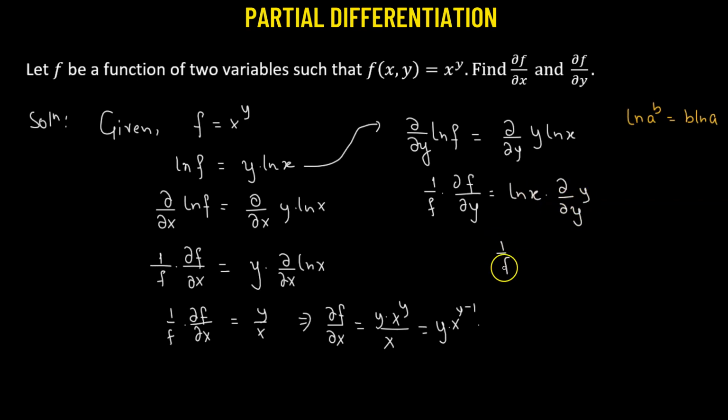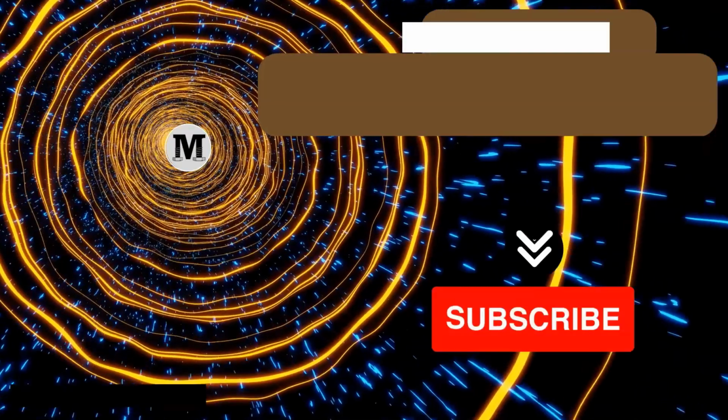So that means 1 over f times partial of f with respect to y will be simply equal to log of x, because partial of y with respect to y will be 1. So that gives us partial of f with respect to y equals f times log of x. So our f value is x raised to the power of y multiplied by log of x. So this is going to be the value of partial of f with respect to y.